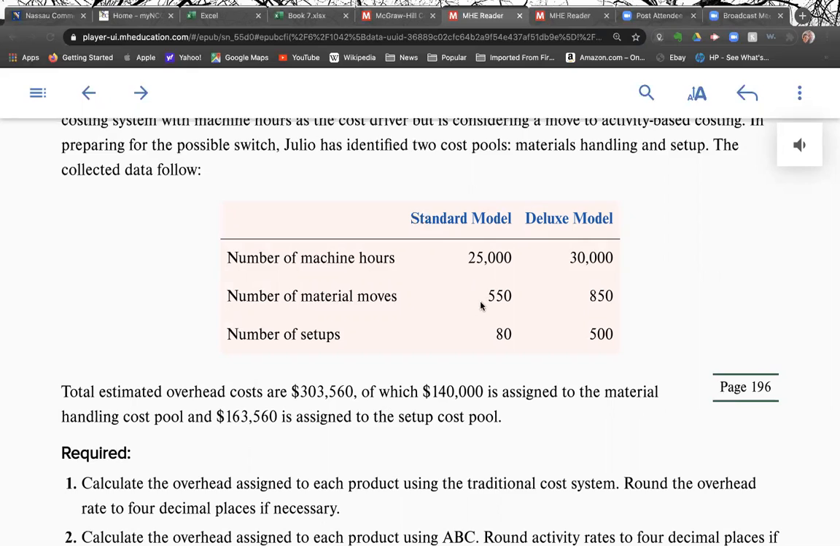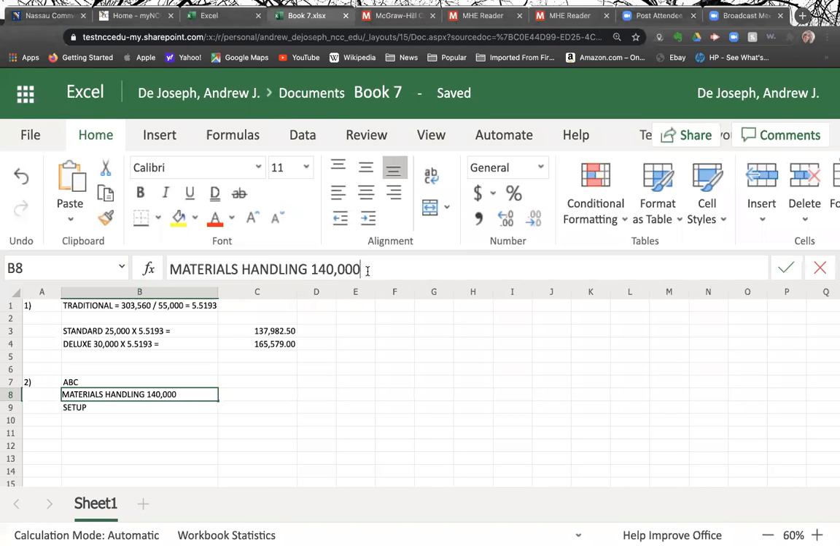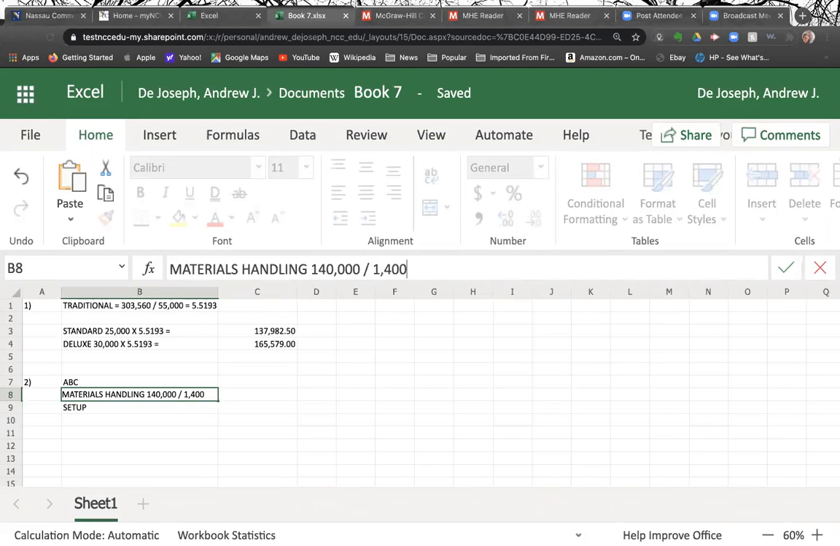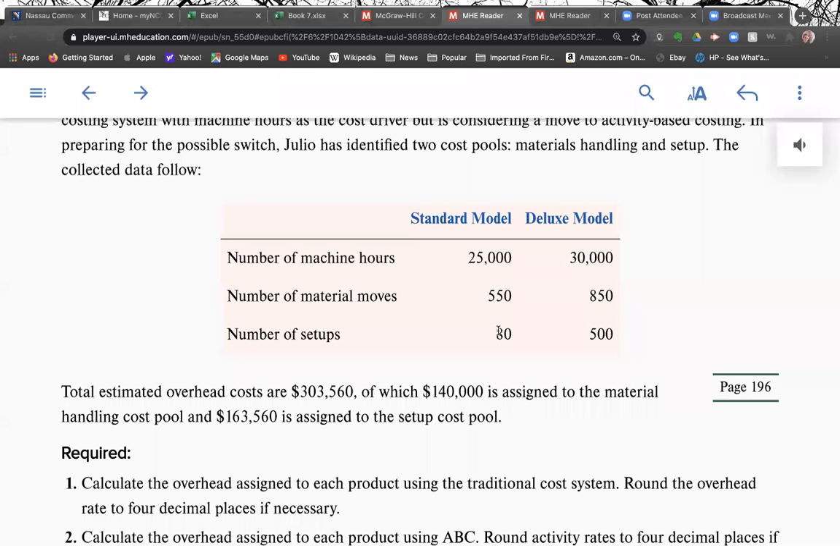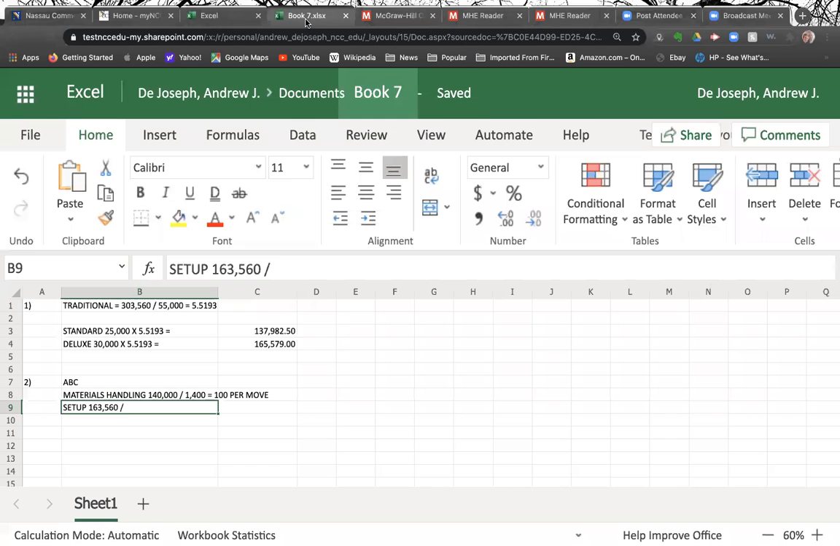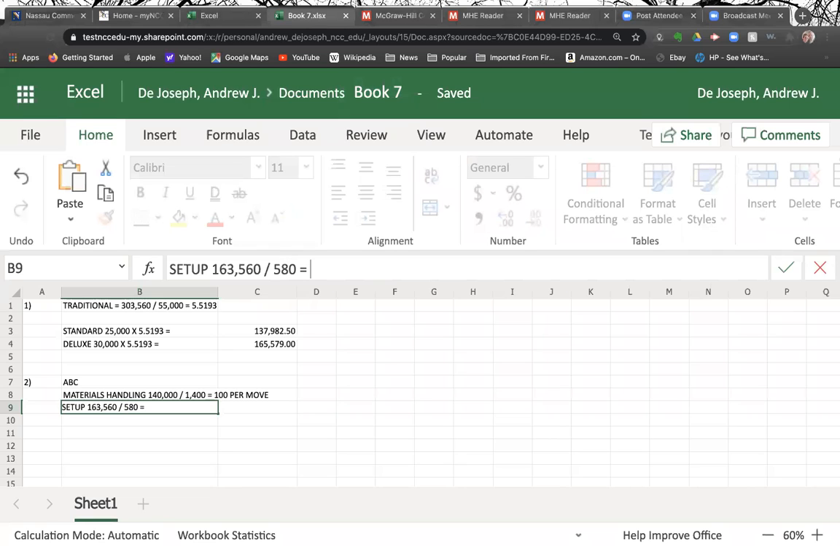So what's the total number of moves? We add 550 plus 850, which comes out to 1,400. So 140,000 divided by 1,400 is $100 per move. Every time we make a move, it costs $100. For setup, the total was 163,560, and we divide that by the number of setups. Going back to the problem, 80 plus 500 is 580. That comes out to $282 per setup.